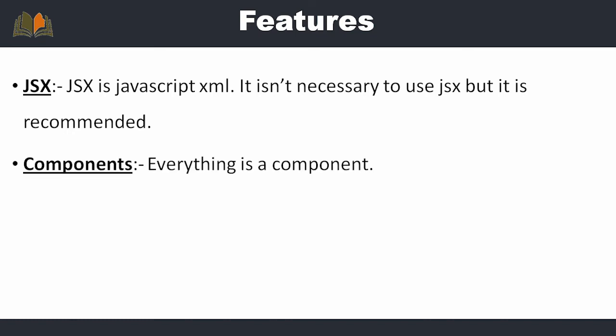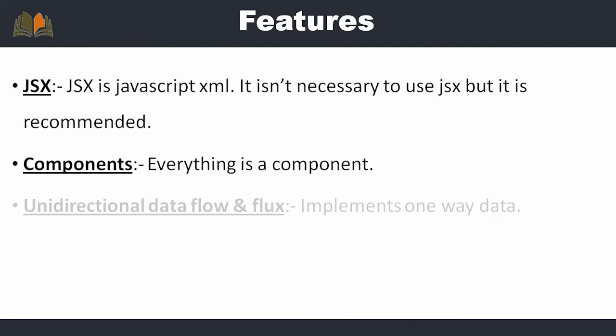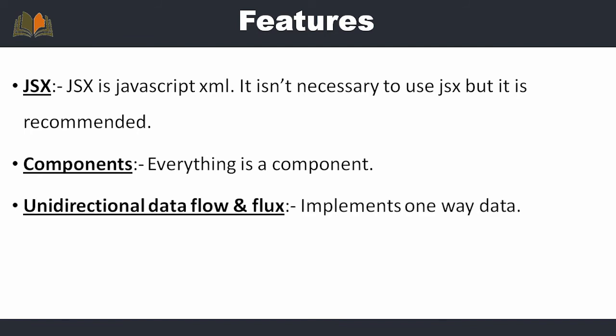Now the next feature is components. As we already know, the main heart of ReactJS is our components, and there can be more than one component, as many components as we want. We can say that everything is a component in ReactJS. Now the next feature is unidirectional data flow and Flux, which implements one-way data flow, and we will discuss this in our upcoming videos.